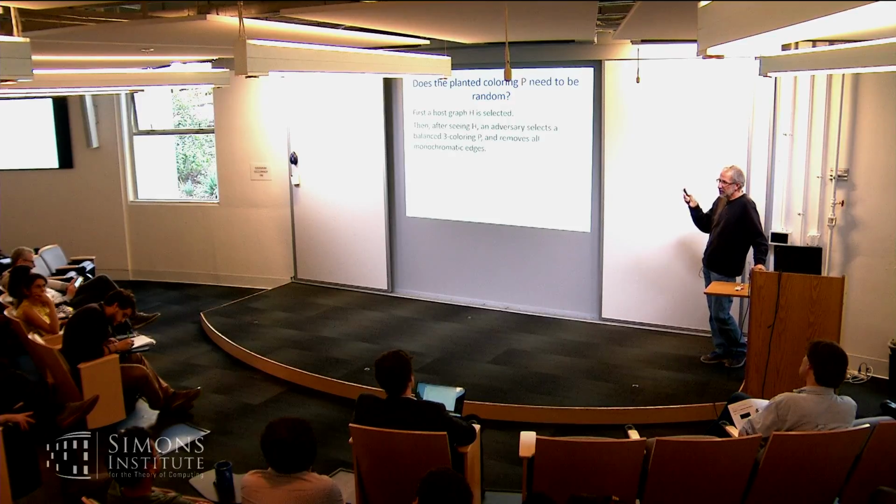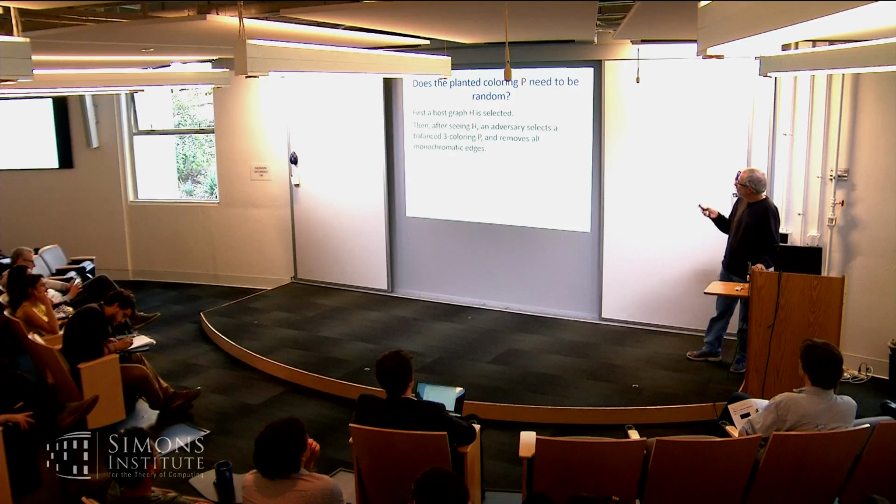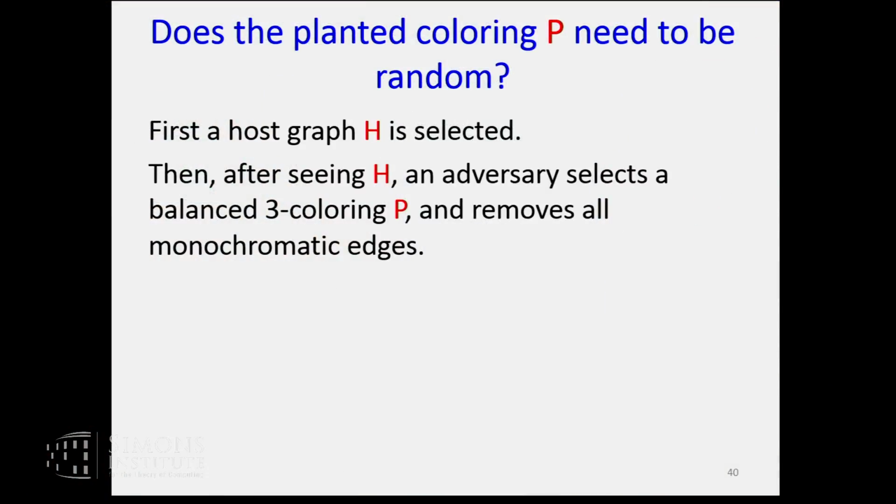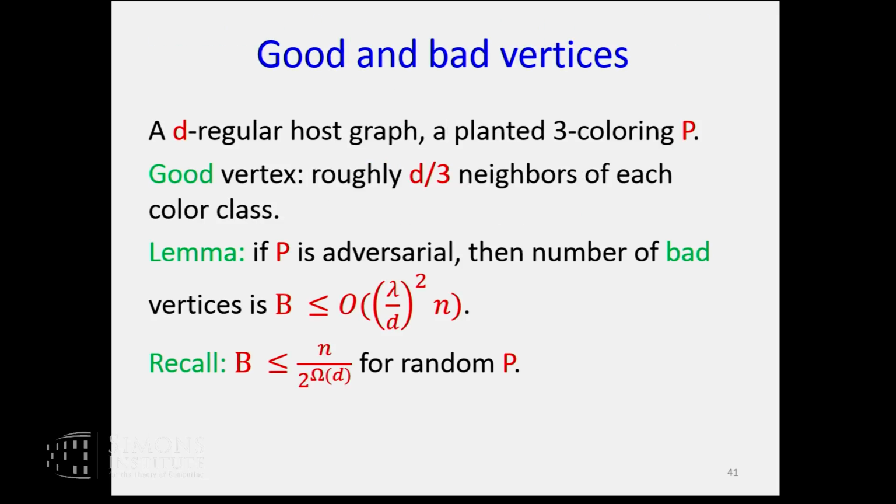So we'll see now what happens here, which is a somewhat different picture. Does the planted coloring need to be random? So the model is the following. There's some host graph. The adversary looks at the host graph and chooses 3 color classes, all of roughly the same size, and removes the monochromatic edges. And this is the input. So he can see the graph and then make his choices. Does this matter? So what changes?